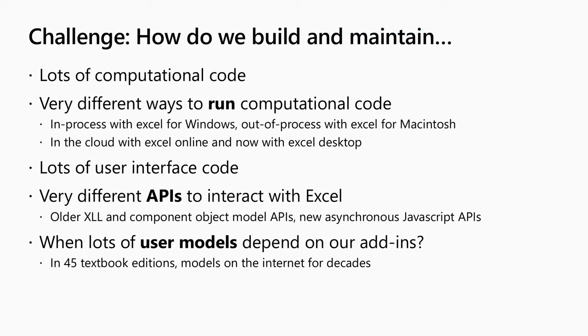Okay, so how do we make this happen? The issues are, and this is going to be true for almost any developer, we have lots of computational code. And then we have lots of user interface code. We're going to find that as the technology and the architecture change, we have very, very different ways to run even our computational code that's independent of any APIs or any UI. So we're going to run it in process, out of process, and so on, and in the cloud.